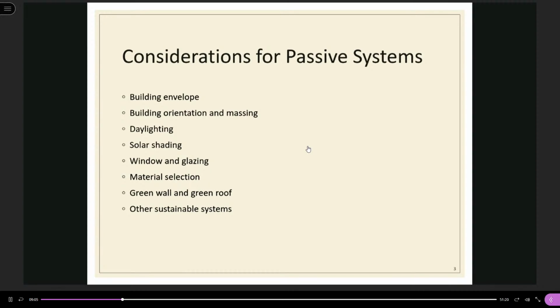But apart from the trend, the green walls and green roof can reduce the heat transfer from the exterior to the interior. They can filter the air. They can provide noise insulation. So there are many advantages to these green features. Today we will focus on these passive systems, and we will go through them one by one.